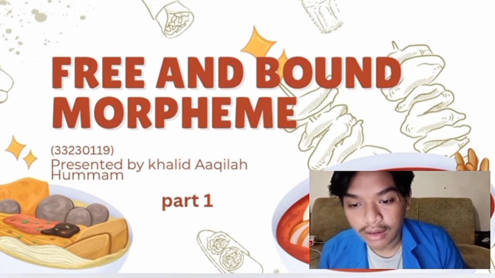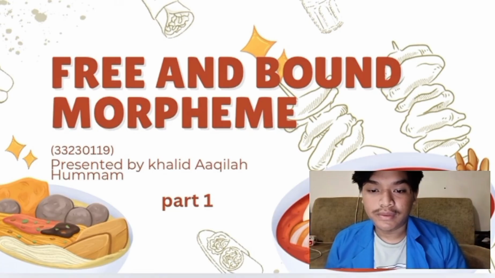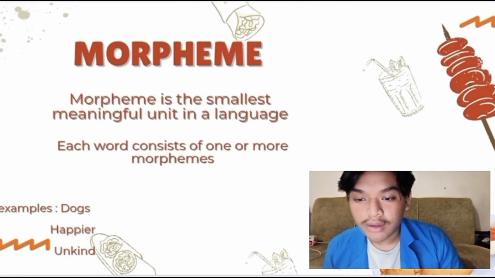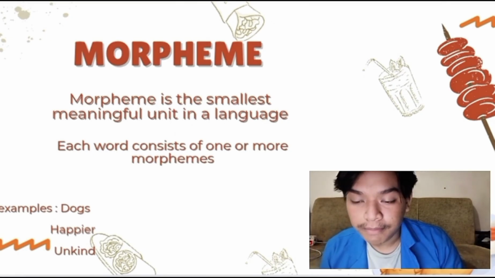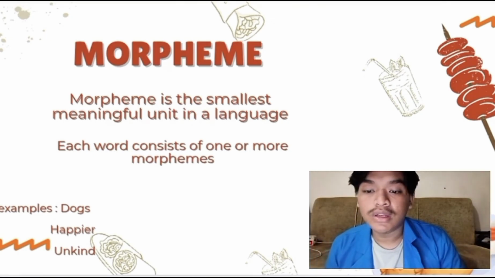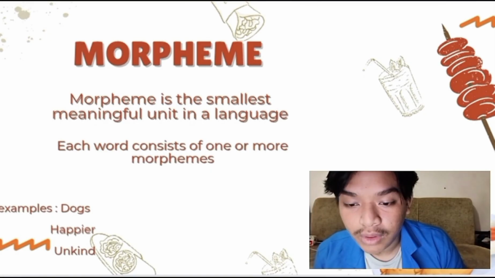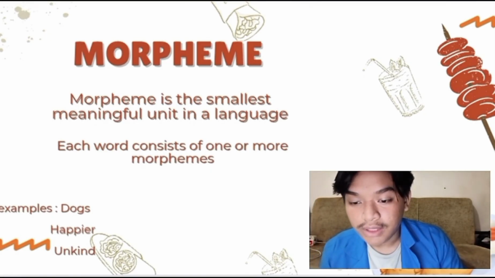I want to present my project, Free and Bound Morpheme. What is a morpheme? A morpheme is the smallest meaningful unit in a language. Each word consists of one or more morphemes. For example, dogs, happier, and unkind.